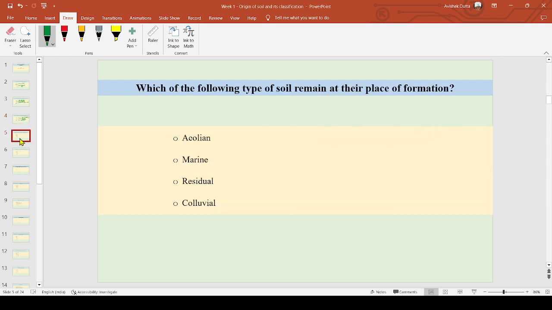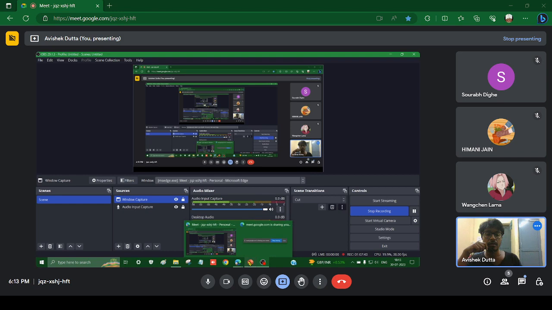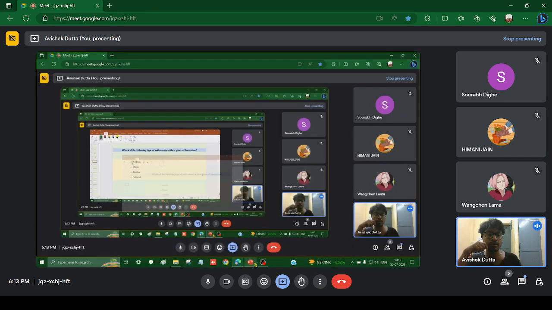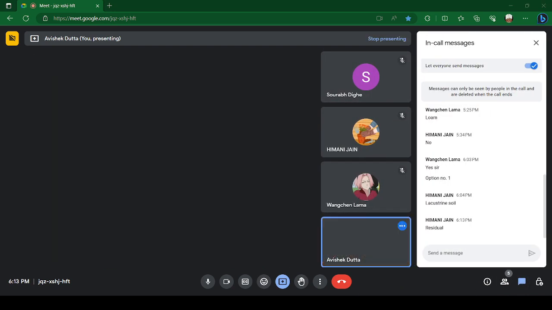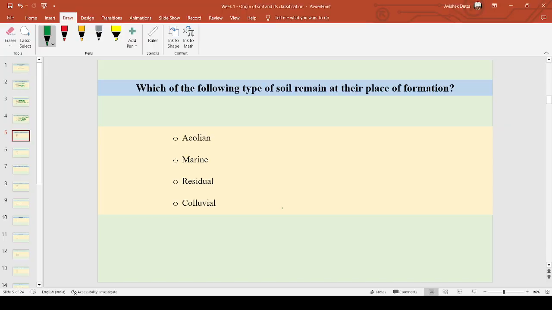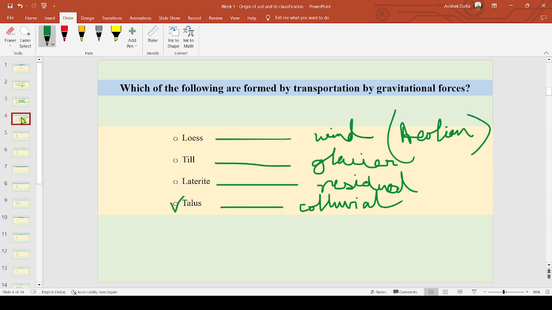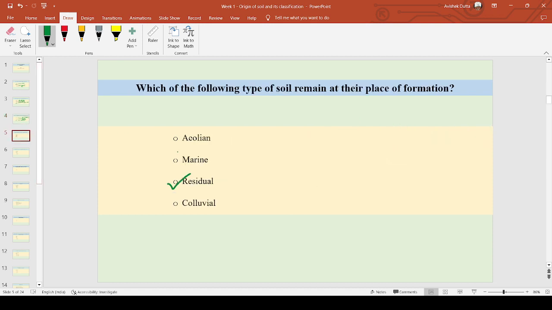Next question, which of the following type of soil remain at their place of formation? This is a very easy question. I hope you can give me the answer. Which of the following type of soil remain at their place of formation? Yes, Himani, residual soil, isn't it? Right. The soil which remains at their place of formation is residual soil, and example of that kind of soil is laterite. Okay, laterite is a kind of residual soil.